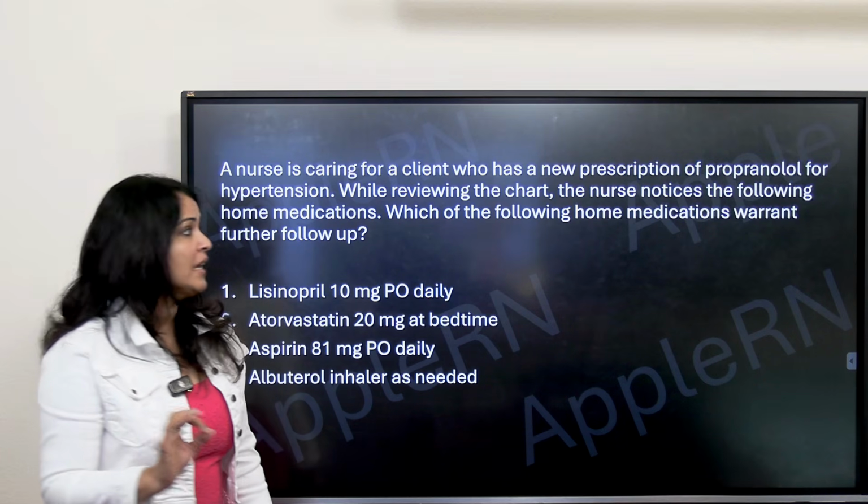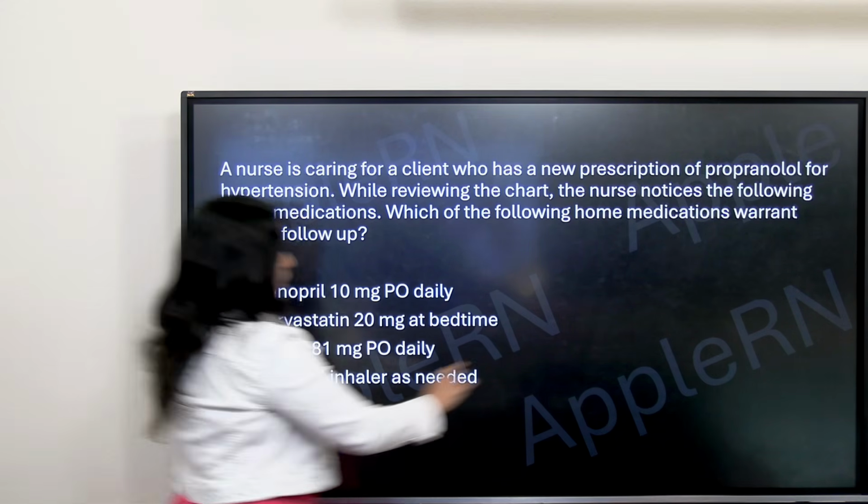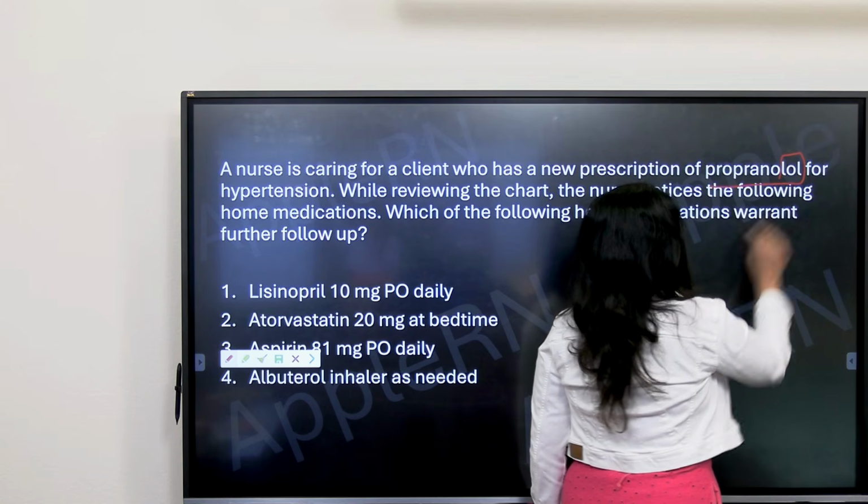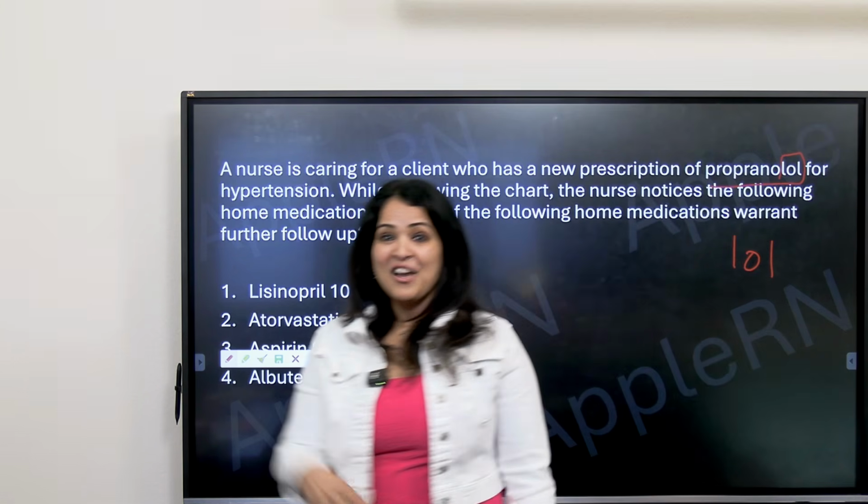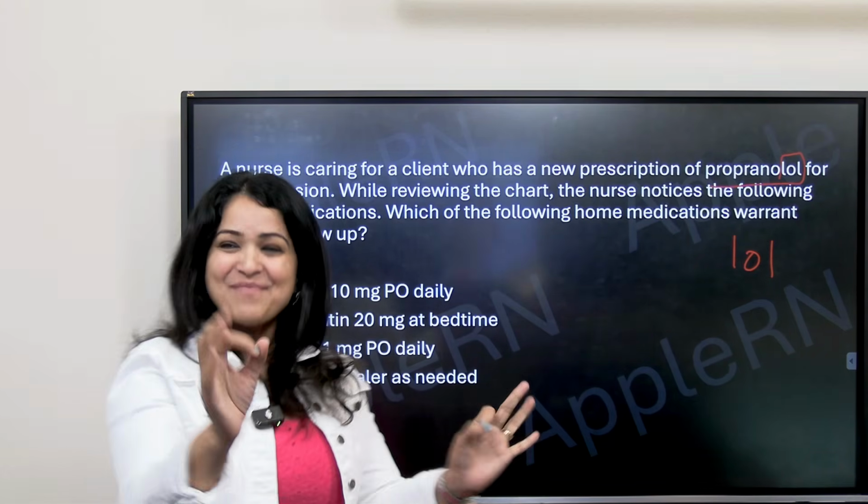Can somebody tell me what is propranolol? What kind of medicine is that? When you see the suffix -olol, what kind of medicine is that? It's a beta blocker. Very good.